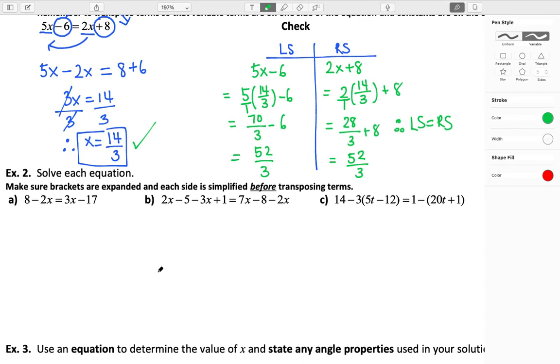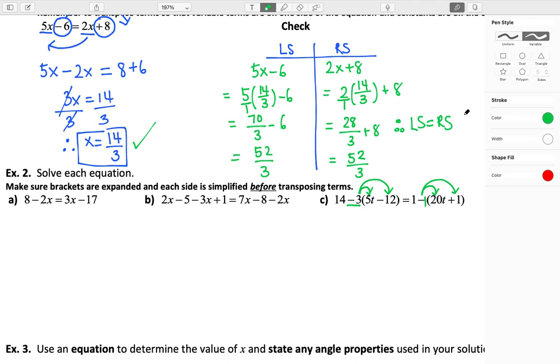Okay, what about number 2C? This time we have brackets. Before you move anything around, you want to make sure you open up the brackets first and then move around. In this case, from this bracket, we have -3 in front of it. So I will be multiplying -3 by 5t and -12, the distributive property. And what's in front of this bracket? There's an invisible -1. So I will be multiplying -1 with 20t and +1.